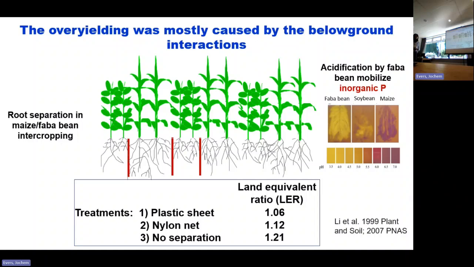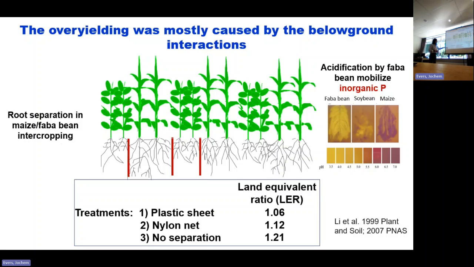So what about intercropping? Previous studies also found overyielding in the yield, and the overyielding was mostly caused by the below ground interactions. This study was done by Professor Li and published in 1999. Actually, this is the first study to show that intercropping overyielding is caused by the below ground interactions.